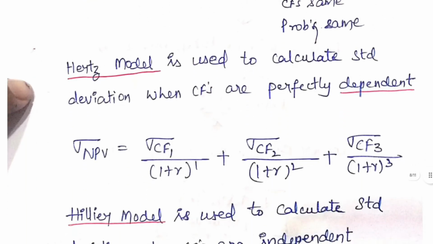In case of Hedge model, standard deviation of NPV equals standard deviation of cash flow for first year divided by (1 plus R) whole to the power 1, plus standard deviation of cash flow for second year divided by (1 plus R) whole square, plus standard deviation of cash flow for third year divided by (1 plus R) whole to the power 3.